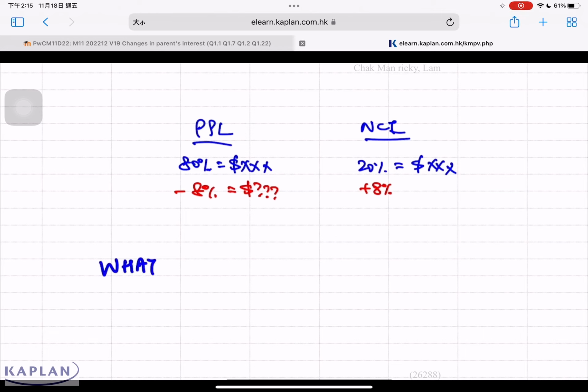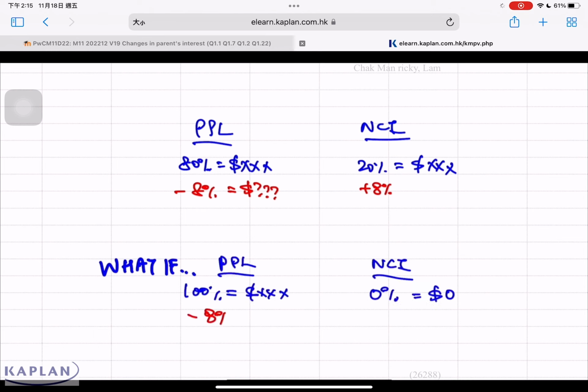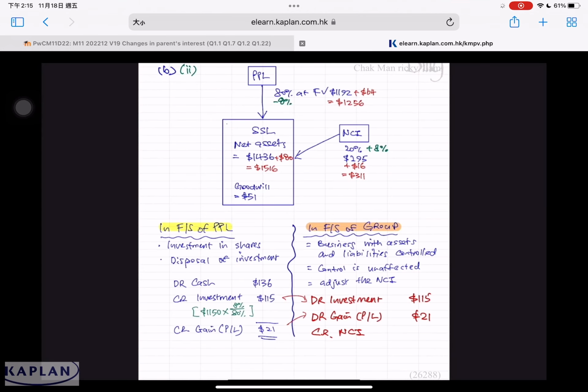Let me give you another scenario. What if the parent is 100%, NCI 0%? If the parent reduced by 8%, NCI increased by 8%, can we use the NCI to do the calculation? Definitely not. When the parent interest drops, we use this amount to do the calculation. It's a consistent approach. The 80% before the change equals 1256. 1256 is 80%, and a drop by 8% equals 125.6. Now we have to calculate the difference, 10.4. It's just a difference when we adjust the NCI. These differences will not go to P&L.